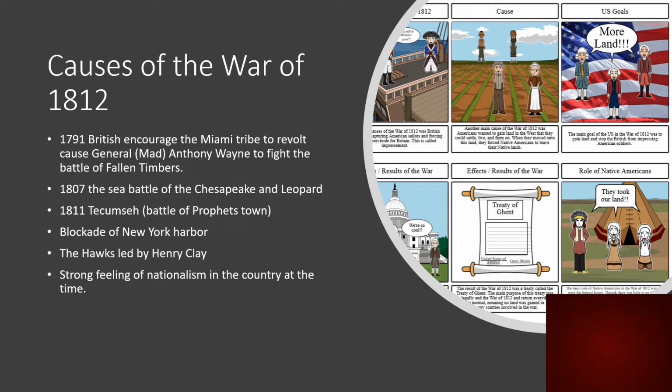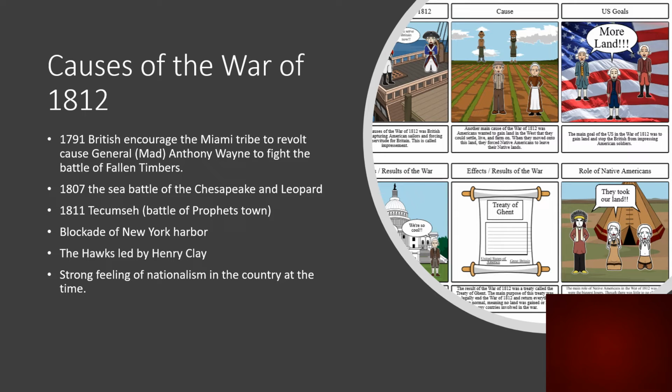In 1807, the American frigate Chesapeake, which was an American warship, was boarded by the British ship Leopard. Now, the British had a habit of stopping American ships, boarding them, and impressing our seamen. About 6,000 of our guys over time had been impressed by British warships. They always claimed that they were deserters from their navy. But this incident was different because the Chesapeake was actually an official American warship.